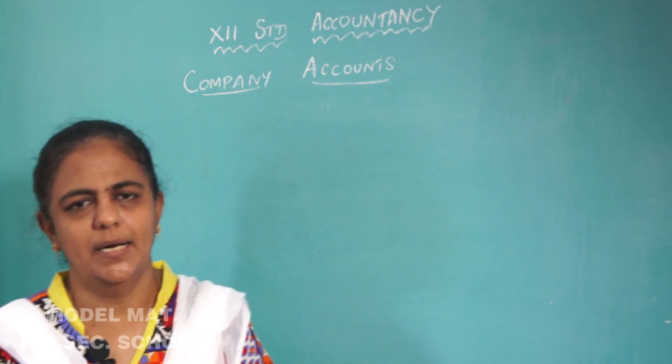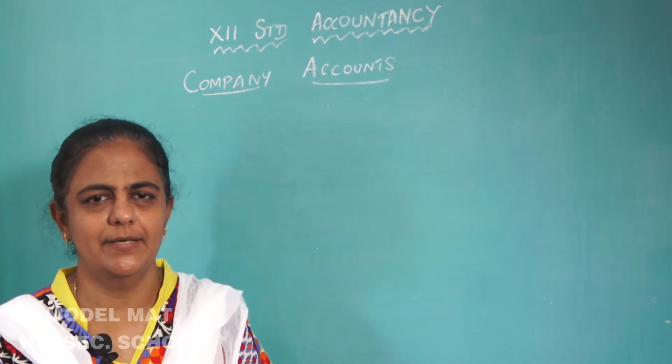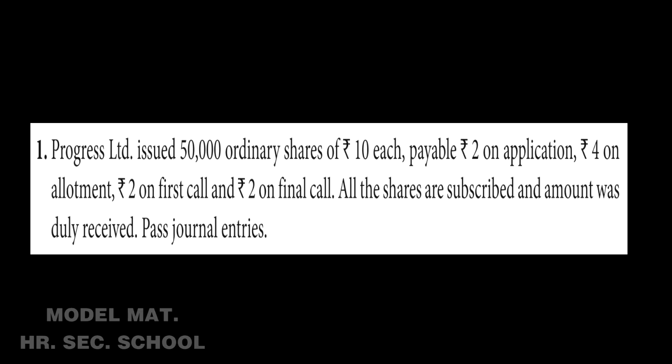Question number 1, page number 257 from your textbook. You can just look at the screen for the question. I'll read the question. You understand? Then we'll go to how to pass the journal entries.